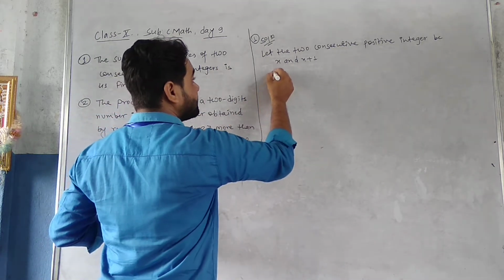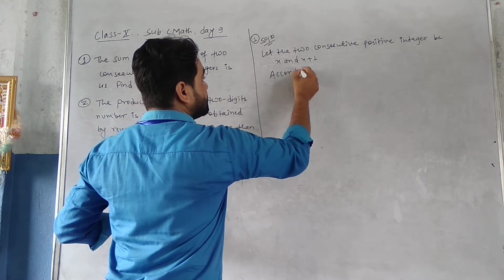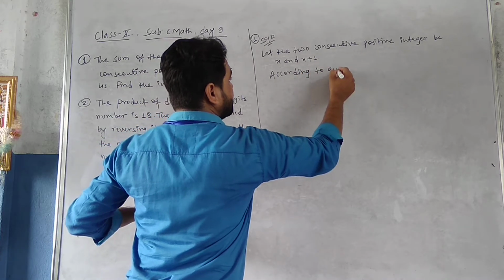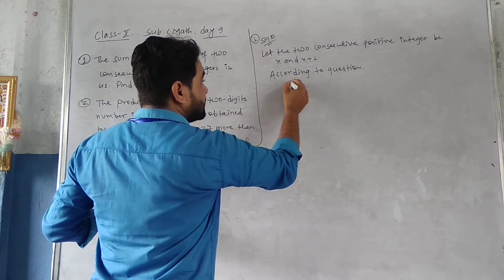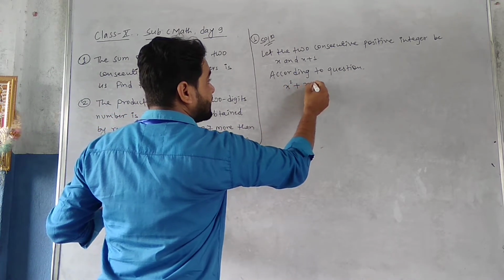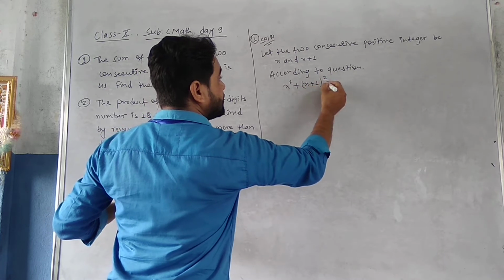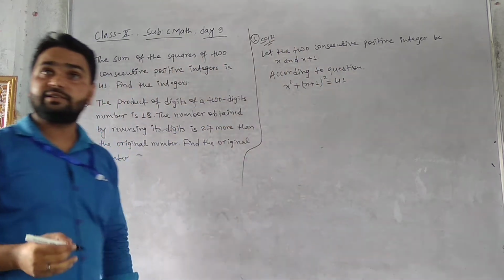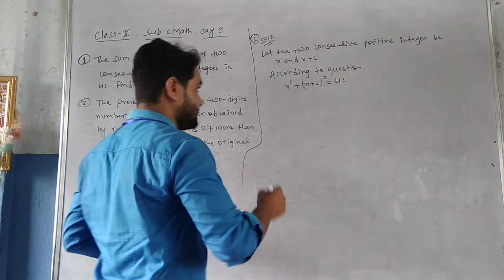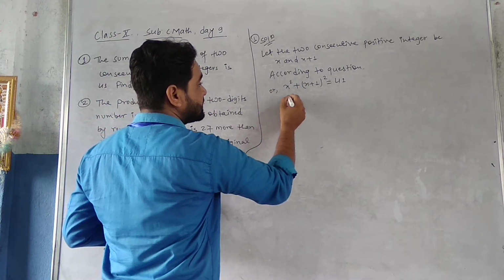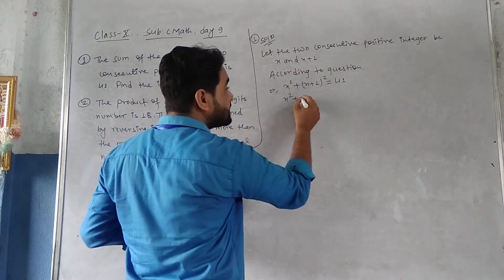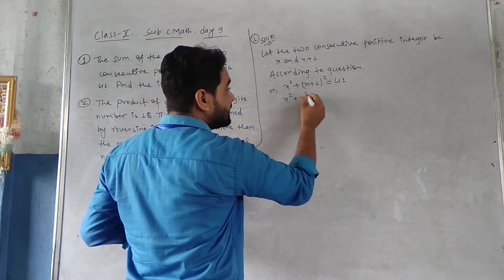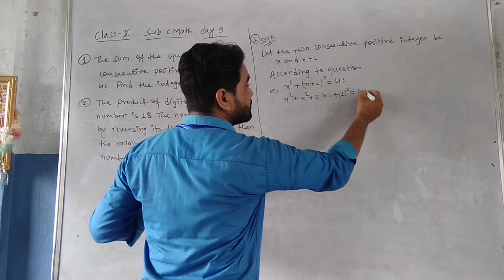So according to the question, it is said that the sum of squares, like this, equals 41. It is said. Now, let's simplify this. Yes, x square plus, now, a plus b whole square, this is in the formula. So we can write a square plus 2ab plus b square equals 41.